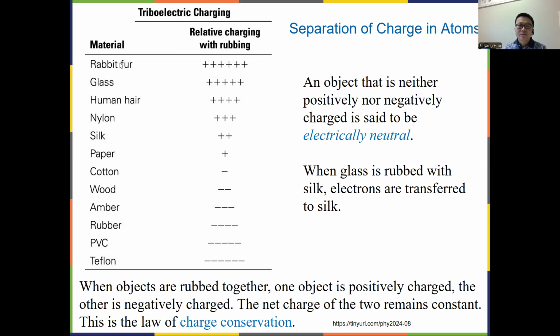Okay, so this is a list or table of materials with their relative charging when rubbed against each other. Rubber will have a tendency of getting negative charges. So if you rub rubber against rabbit fur, then the rabbit fur will be positively charged and the rubber will be negatively charged.